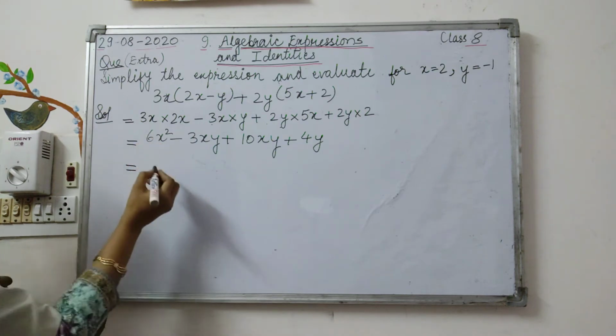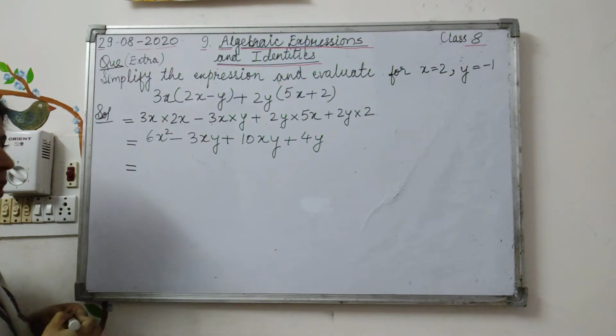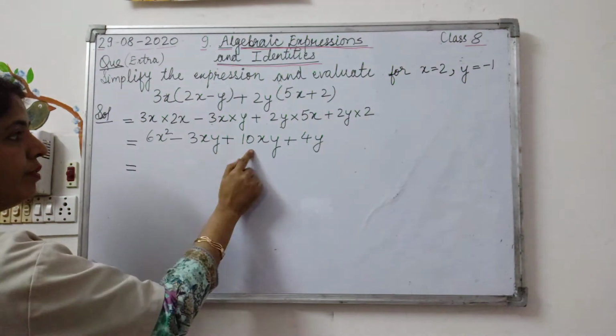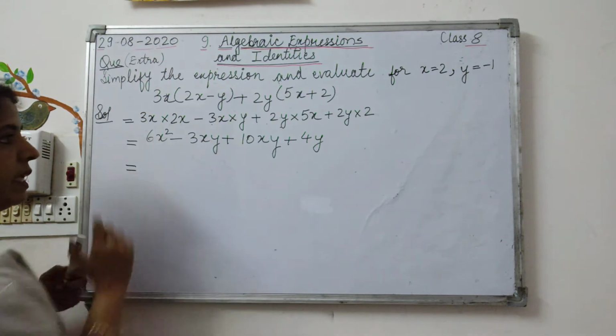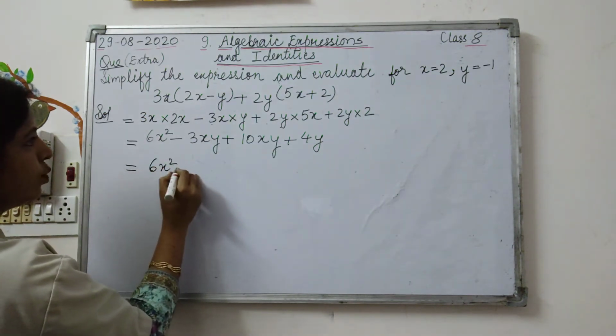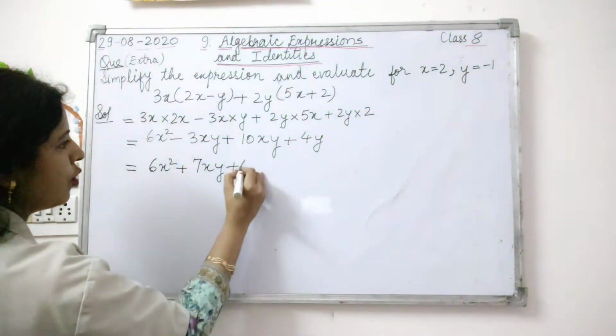Now, these two are like terms, xy is there in both of these terms. We had done addition of algebraic expressions, so we will simplify. 10 minus 3 gives us 7xy. So here we are writing 6x square plus 7xy plus 4y.